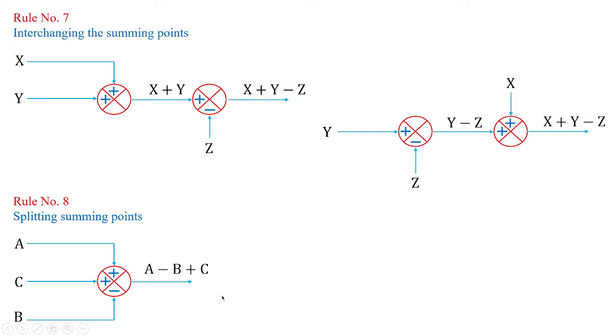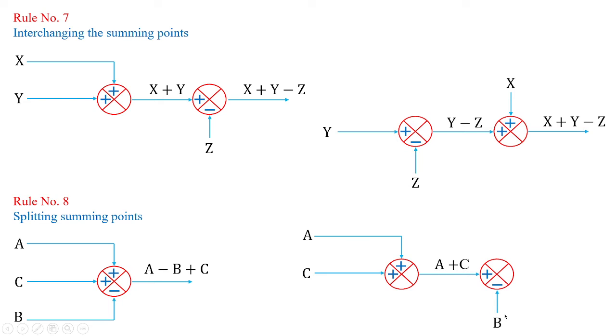If at all I want to split the summing points, what I have to do, I'll take A and C separately with a summing point which is shown in this. A results in A plus C, and I'll take another summing point as minus B over here, and the resultant would be A minus B plus C. So the same result I have obtained with the help of splitting the summing points.